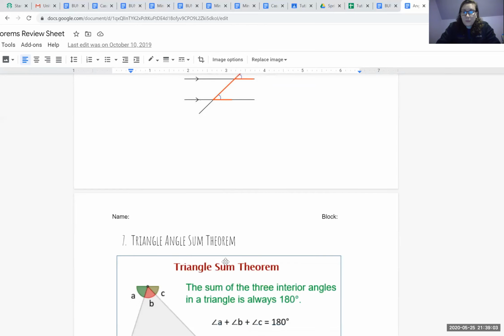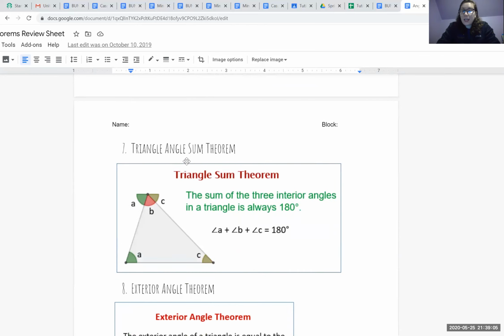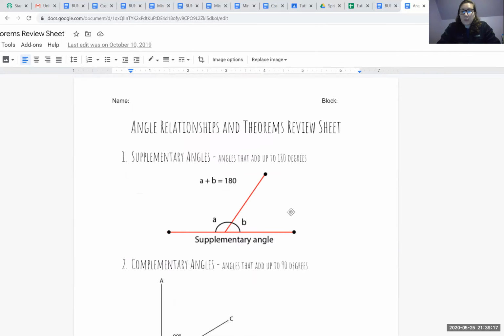And then we have the triangle angle sum theorem, or more commonly referred to as the triangle sum theorem: a triangle is equivalent to 180 degrees. So when we were looking up here at supplementary angles, our straight line is equal to 180.